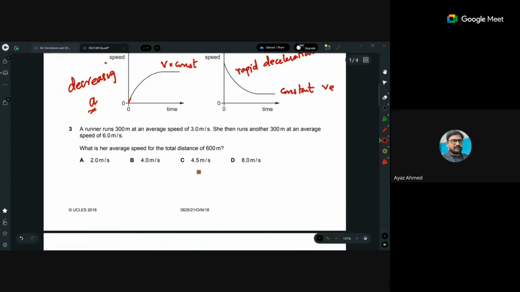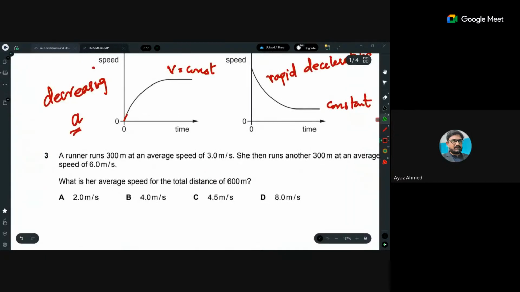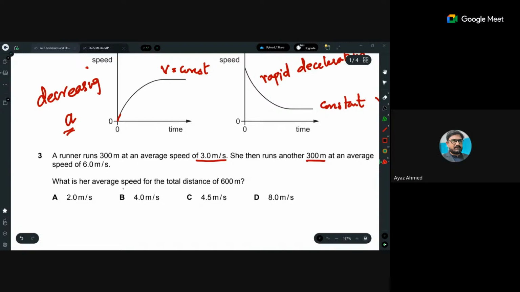Then question number 3 says: a runner runs 300 meters at an average speed of 3 meters per second. She then runs 300 meters at an average speed of 6 meters per second. What is the average speed for the total distance of 600 meters? So in this question, you have two segments. The first distance is 300 meters, traveled at a speed of 3 meters per second.